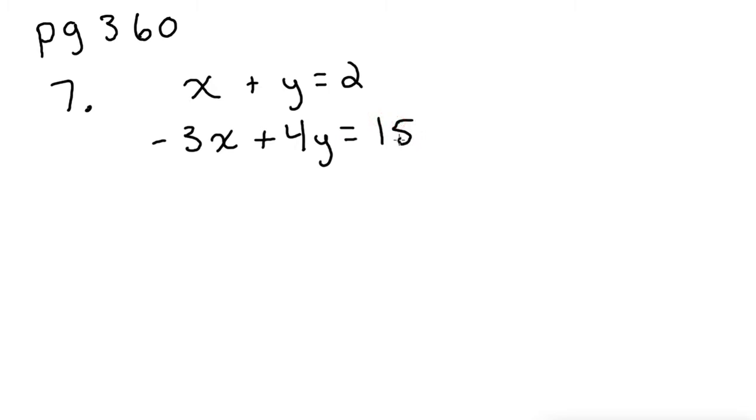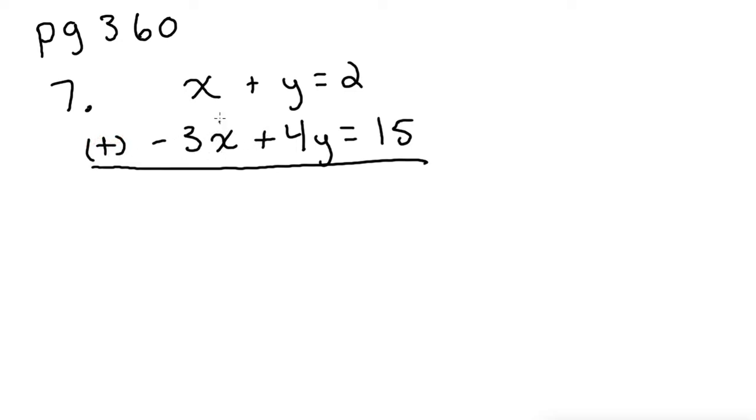Now, the way this question is set up is that we have an x and a y for both of these equations, and the x and the y are going to be the same number. So if we have two equations and two unknowns, we can solve it. And we're going to solve it by adding these two equations up.